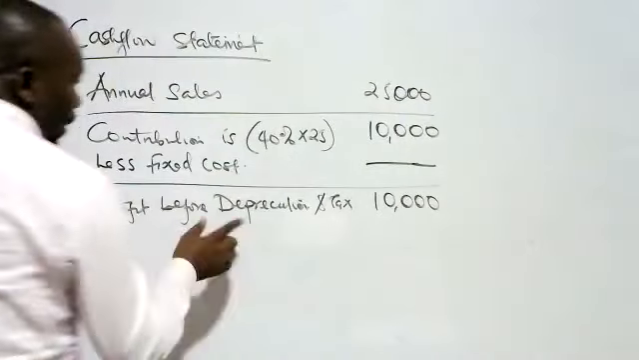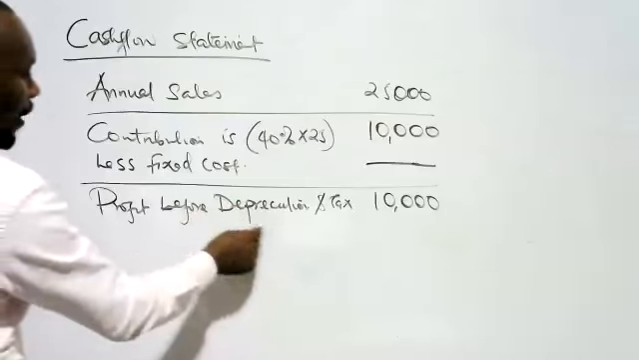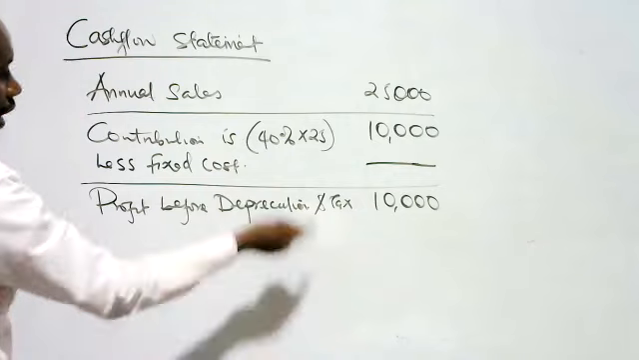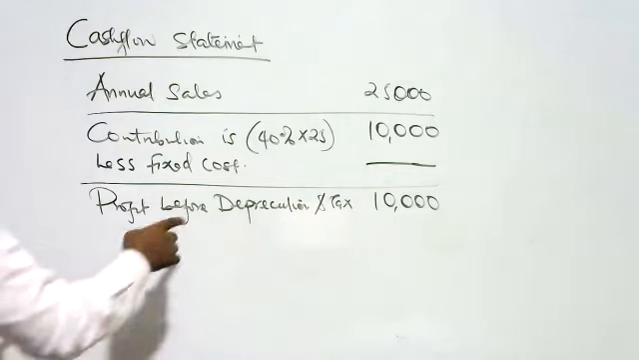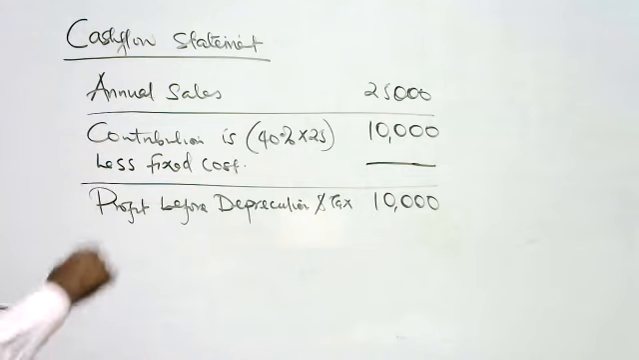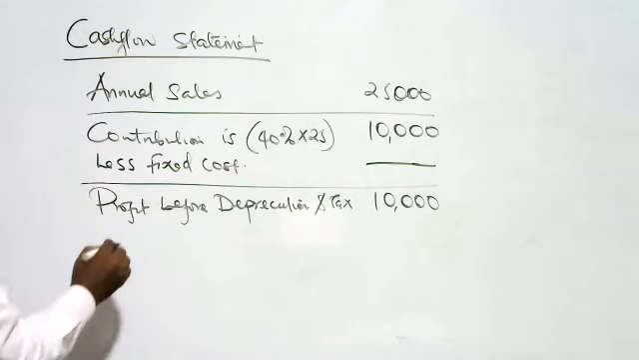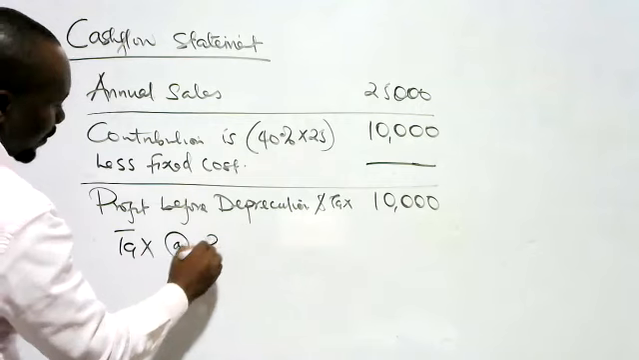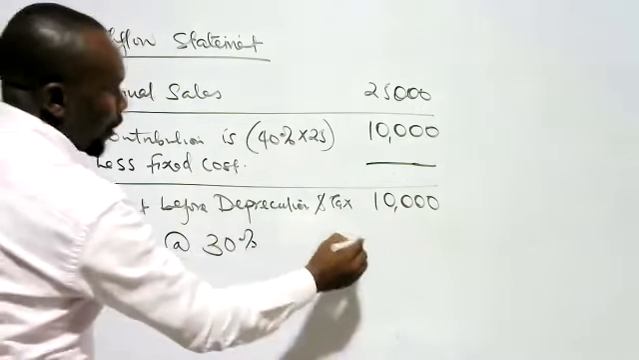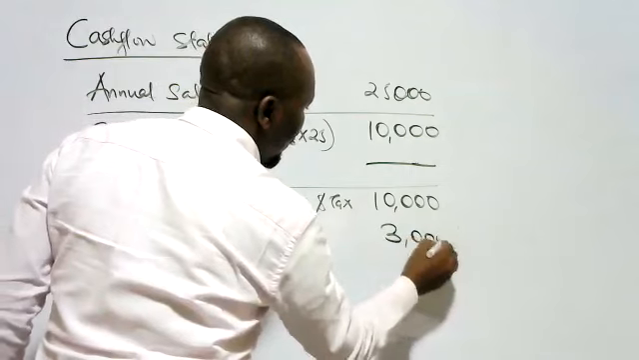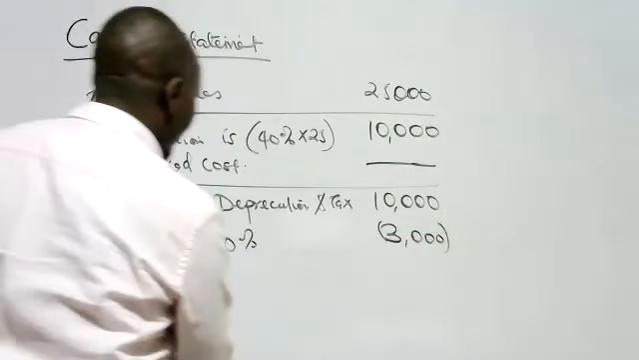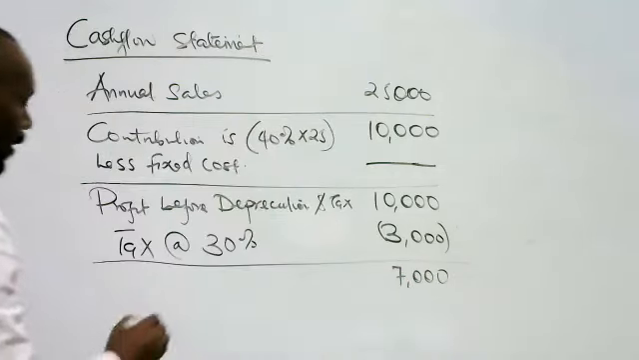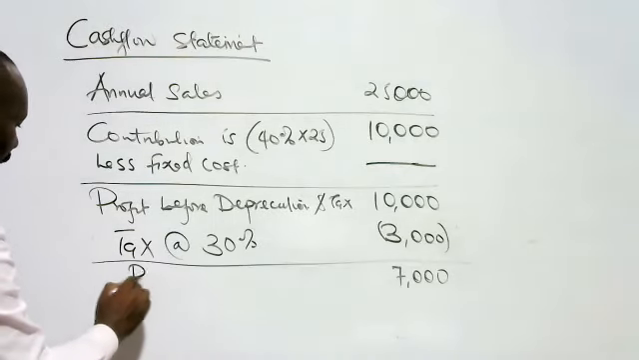So I'm saying that there are two options. You can either minus depreciation first, then you tax the balance, then you add back depreciation, or you tax it direct and now add depreciation tax shield. So you can have tax at 30%, which will be 3,000, which you're going to deduct. So you remain with 7,000. That is now profit after tax.